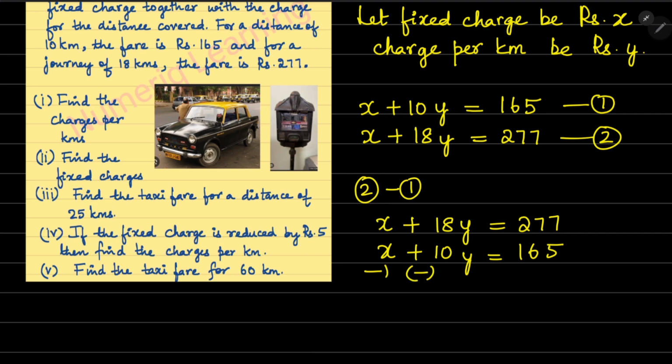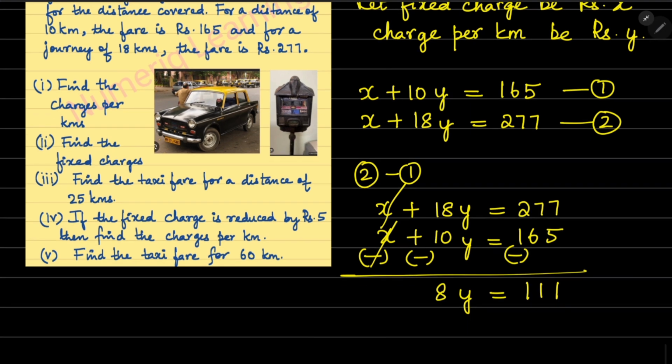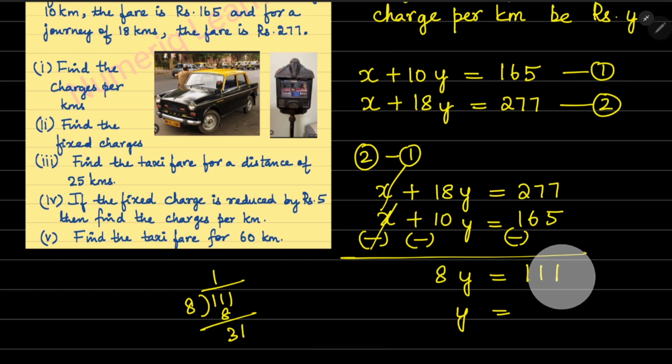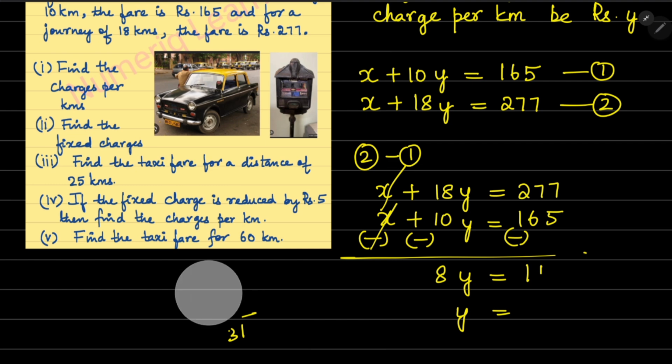Whenever you are subtracting, you have to change the sign. X and X will get cancelled. 18 minus 10, it is 8Y is equal to 111. Am I right? And Y is equal to 111 divided by 8. No, here I made a mistake in the subtraction. What is 7 minus 5? It's 2, isn't it? 7 minus 6, 1. So 112 divided by 8.